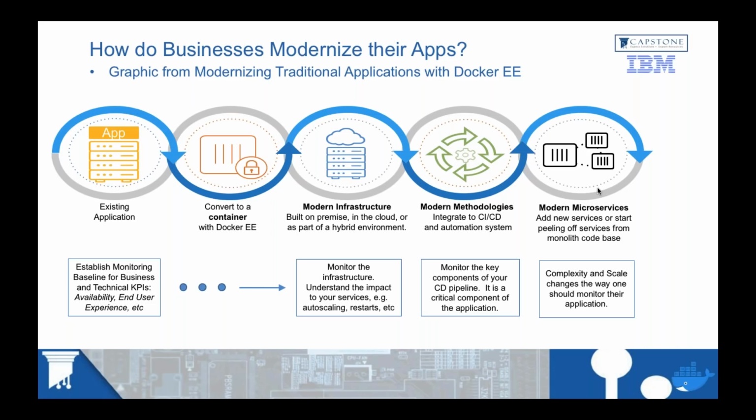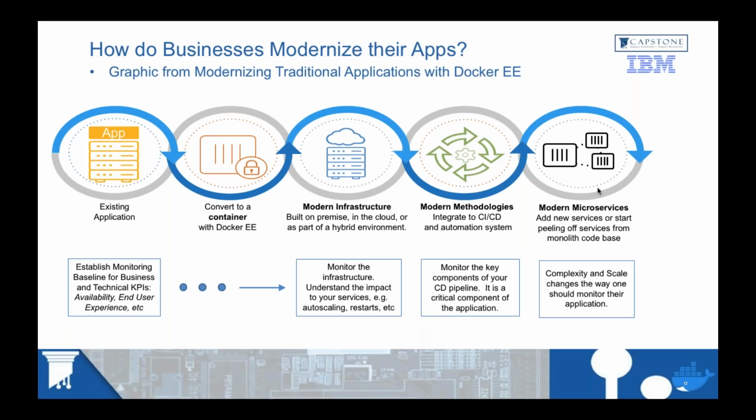We will then look at deploying this on a modern infrastructure, which we consider to be a Docker EE cluster. This could be a Kubernetes cluster as well, but we're running those containers on a modern infrastructure where those services are running on top of bare metal, or on top of virtual machines in somebody's private cloud, or on top of virtual machines in the hybrid cloud, or as part of a container service in a public cloud.